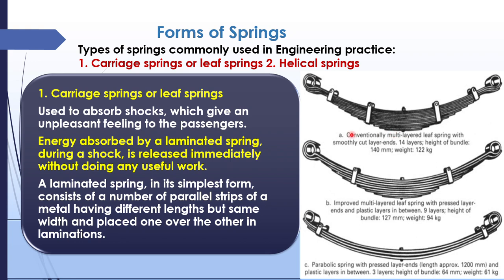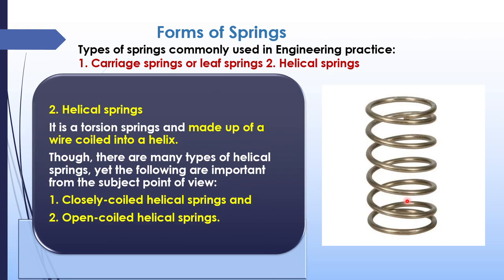It consists of a number of parallel strips. Layer by layer, the strips are arranged with a larger length at the top end, and the length decreases toward the bottom end, where it will be very less. So this is known as a laminated spring, leaf spring, or carriage spring.